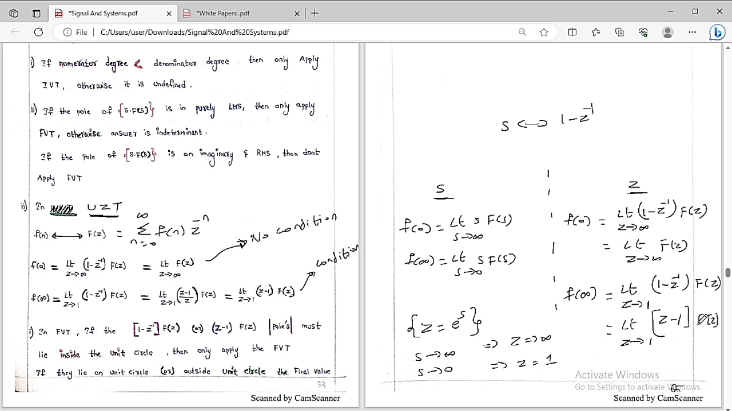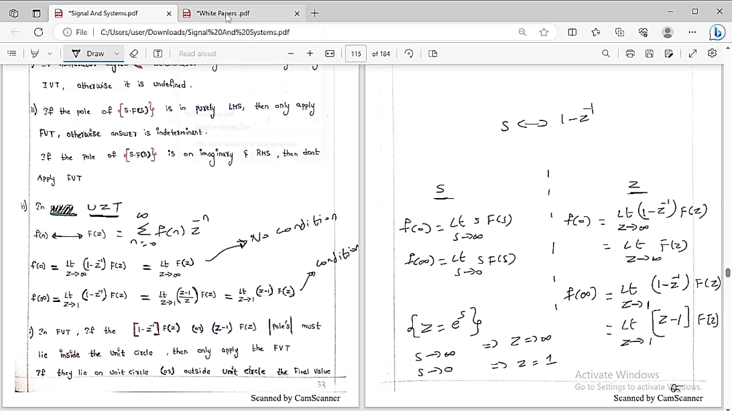Otherwise, if they lie on the imaginary axis, or on the unit circle, then the system is marginally stable or unstable. Because of this, there is no finite value, so in that case we can say it is undefined. So this is what you have to keep in your mind.